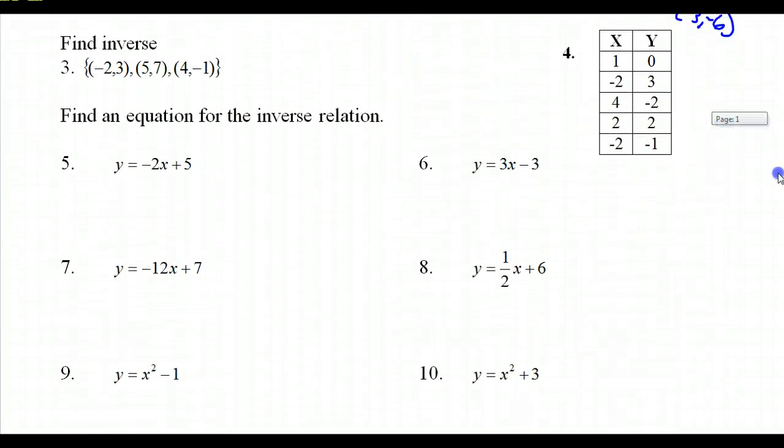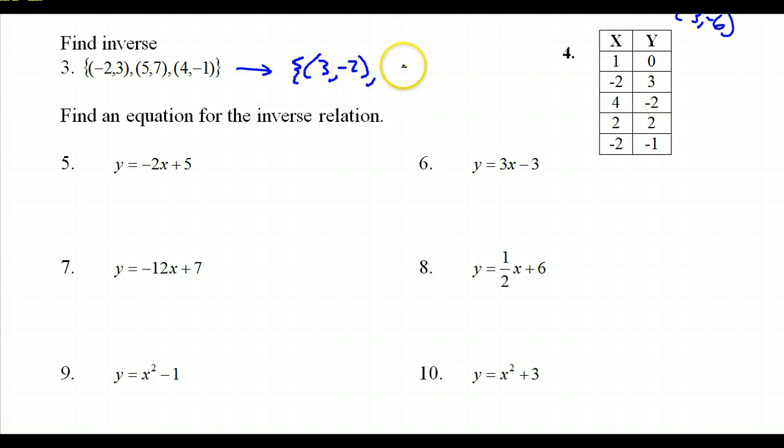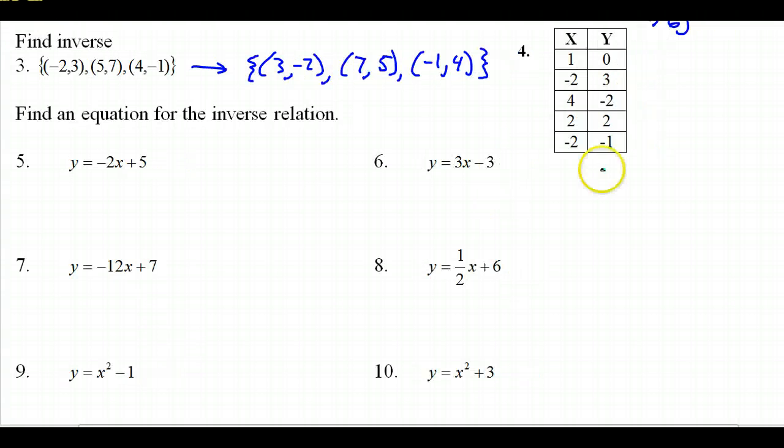Now, let's look at finding the inverse when I give you a table. Well, that's so easy, it's pretty trivial. All you have to do is reverse the x's and y's. So the inverse of this would be 3, negative 2, 7, comma 5, and negative 1, comma 4. Okay, not that much to it.